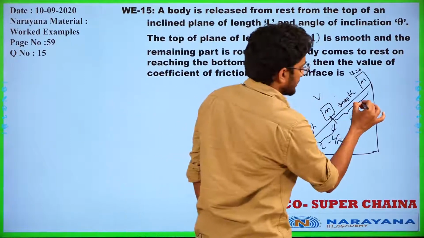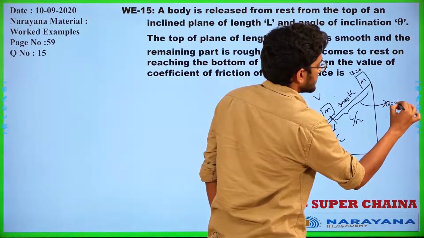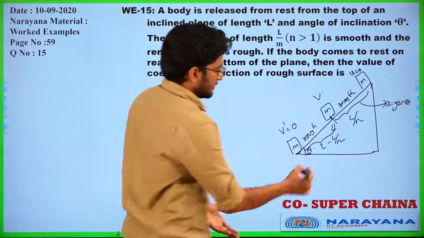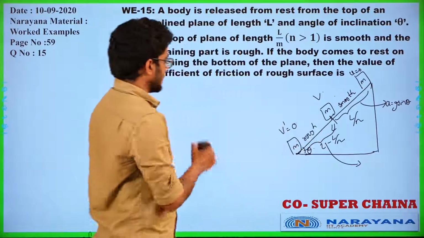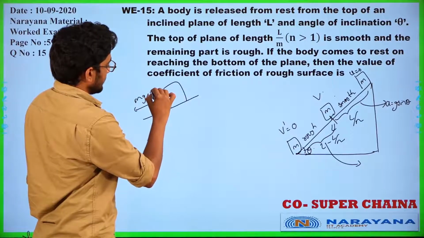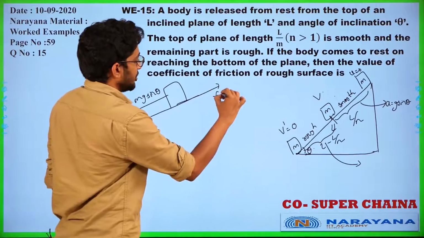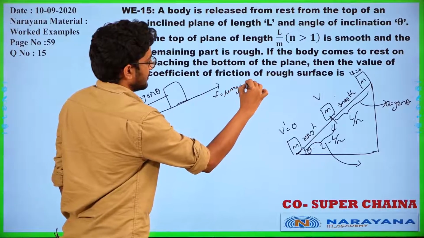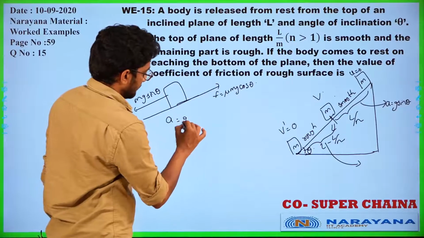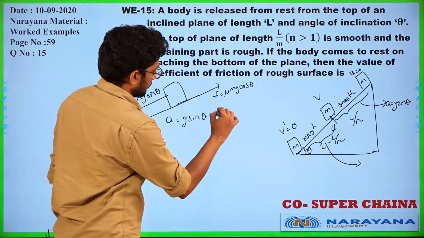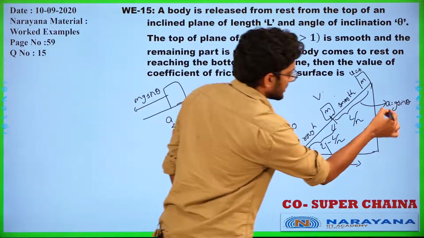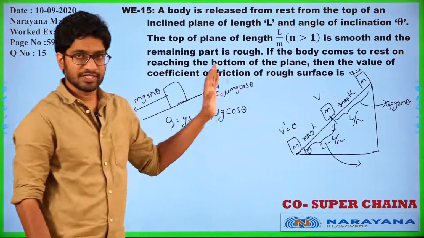Now I know that when there is only the smooth plane, the only force acting is mg sin theta. So for the smooth part, acceleration is g sin theta in the downward direction. And when there is the rough plane, there are two forces acting, right? mg sin theta is also acting, and since there is sliding, friction acts, which is mu mg cos theta. So what is the acceleration in this case? g sin theta minus mu g cos theta. This is the acceleration in the second part and the acceleration in the first part is only gravity, g sin theta.